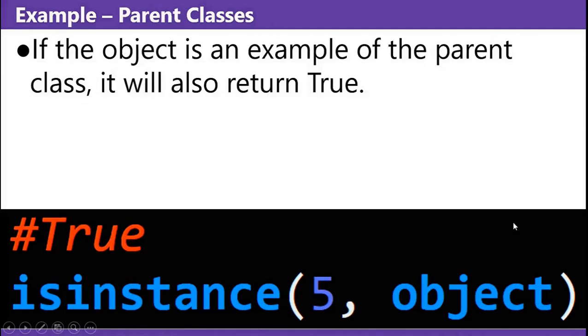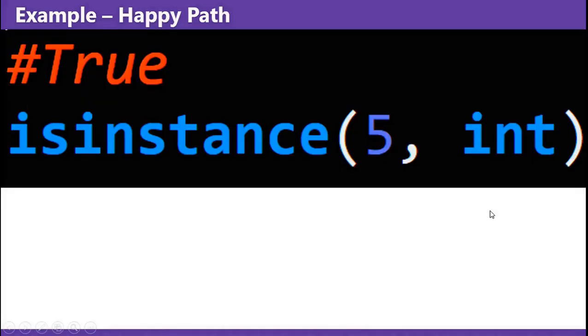If the object is an example of its parent class, it will also return true. In Python, everything has a parent class of object, so isInstance would return true in the example because 5 is an instance of an object. The happy path works like I described at the beginning of the video. 5 is an instance of an int, so isInstance returns true.